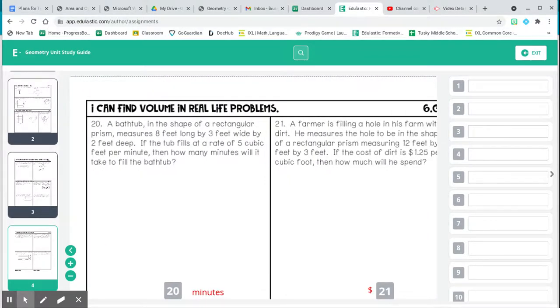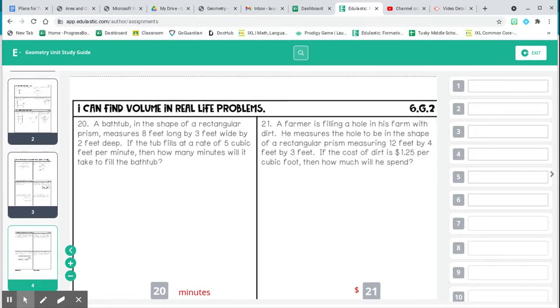Okay, so this is making you kind of apply. So it's pushing you a little bit further. So you've got to find volume first, and then you're doing something else with it. So you've got to figure out how many minutes it's going to take to fill up the bathtub. So once you find the volume, you still have to do one more step.